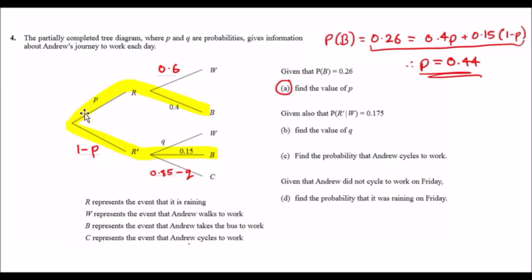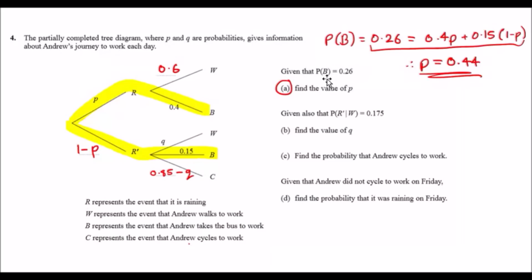So this probability on the tree was p. This means that because these two add up to 1, this must be 1 minus p. Likewise, this was 0.4, so this was 1 minus 0.4, so 0.6. These three add up to 1, so we got q and 0.15. So what I did here, I just did 1 minus 0.15 minus q, and this reduces to 0.85 minus q. So standard stuff. Now here are the questions.